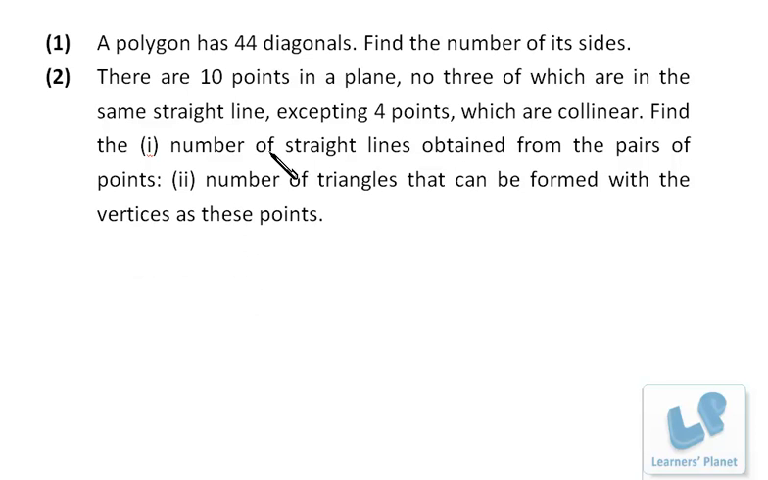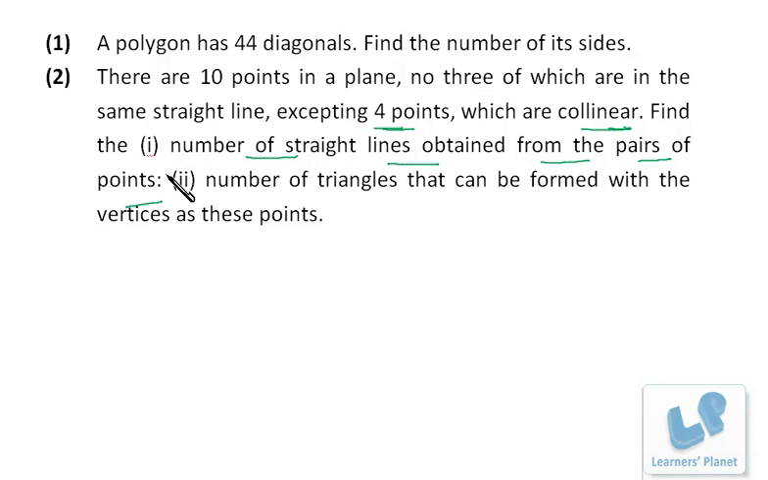There are 10 points in a plane, no 3 of which are in the same straight line except 4 points which are collinear. So we have 10 points, and out of these 10 points, 4 points are collinear. It's an important piece of information. Then we have to find the number of straight lines obtained from the pairs of points. First of all, let's calculate that.